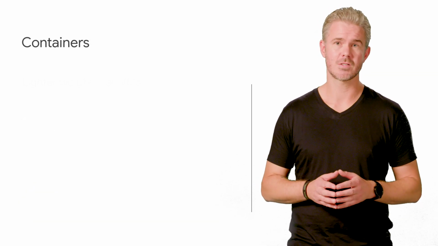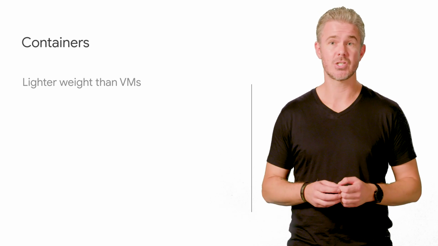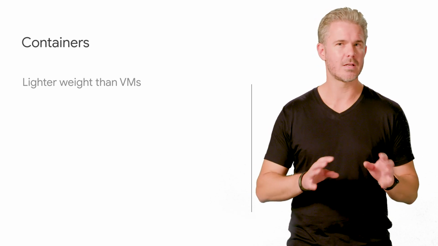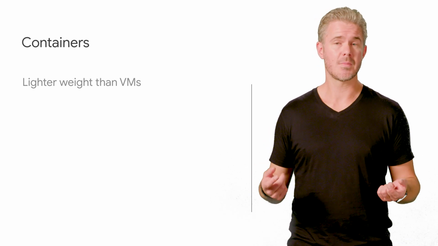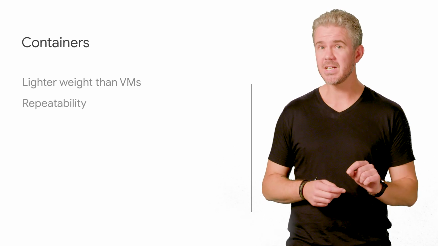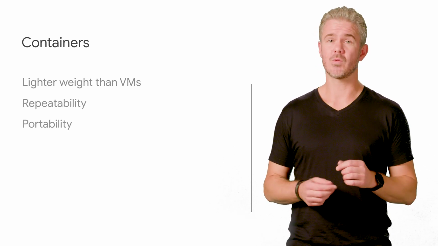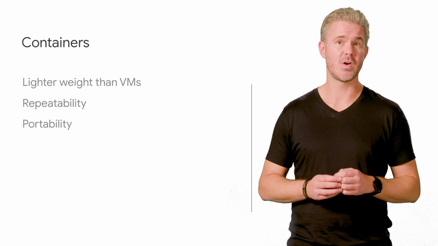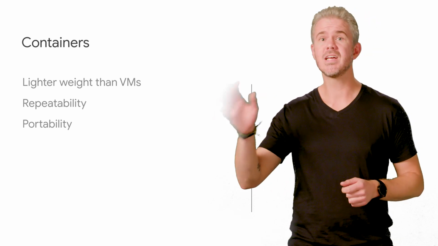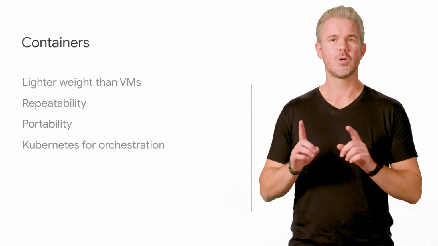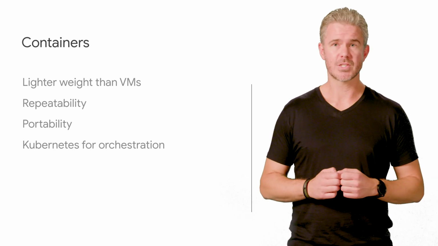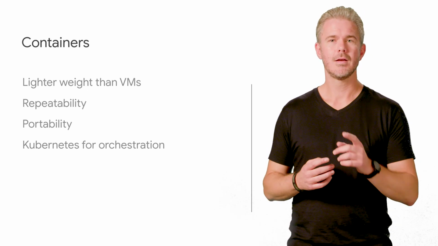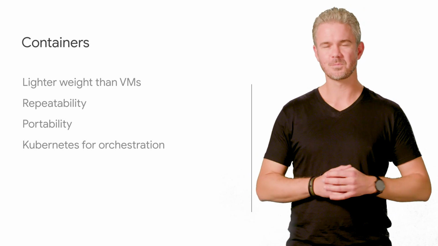Next, we have containers, which are a way to package your application into images that are lighter weight than a virtual machine, which means they can start up faster. They are also repeatable and portable, which means I can run it on my laptop, and it will run the same way in production in one cloud, or the staging environment in another. Kubernetes is the de facto way to orchestrate and manage your containers. Here's an example of what it does.